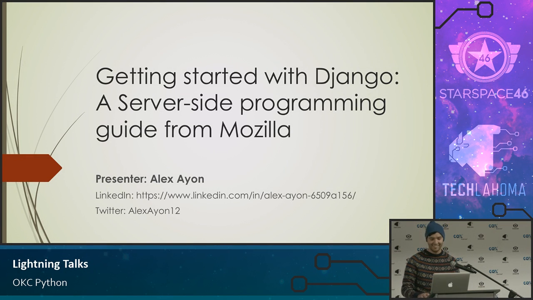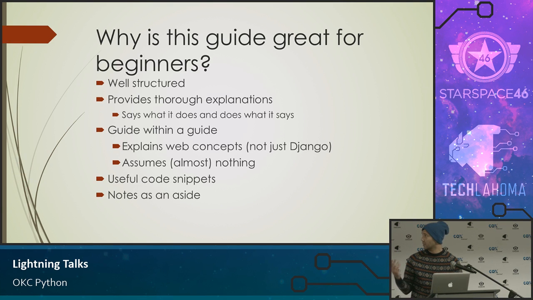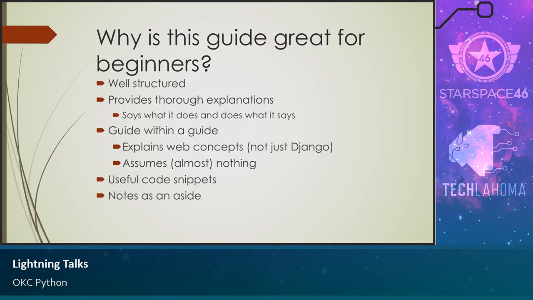Hopefully it sticks. So why is this guide great for beginners? Well, one reason is it's well structured. It provides thorough explanations. It says what it does and does what it says. It's a guide within a guide. It explains web development concepts, not just Django itself. It assumes almost nothing. It assumes you have almost no prior knowledge in coding or web development. It provides useful code snippets, and it also provides notes as an aside.